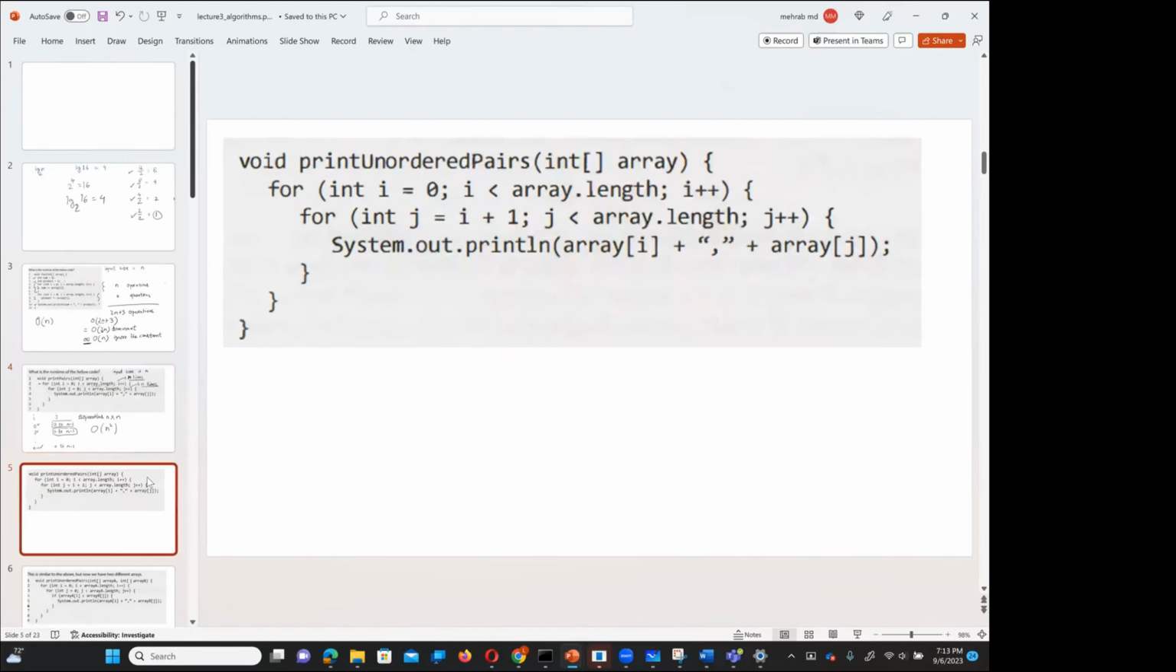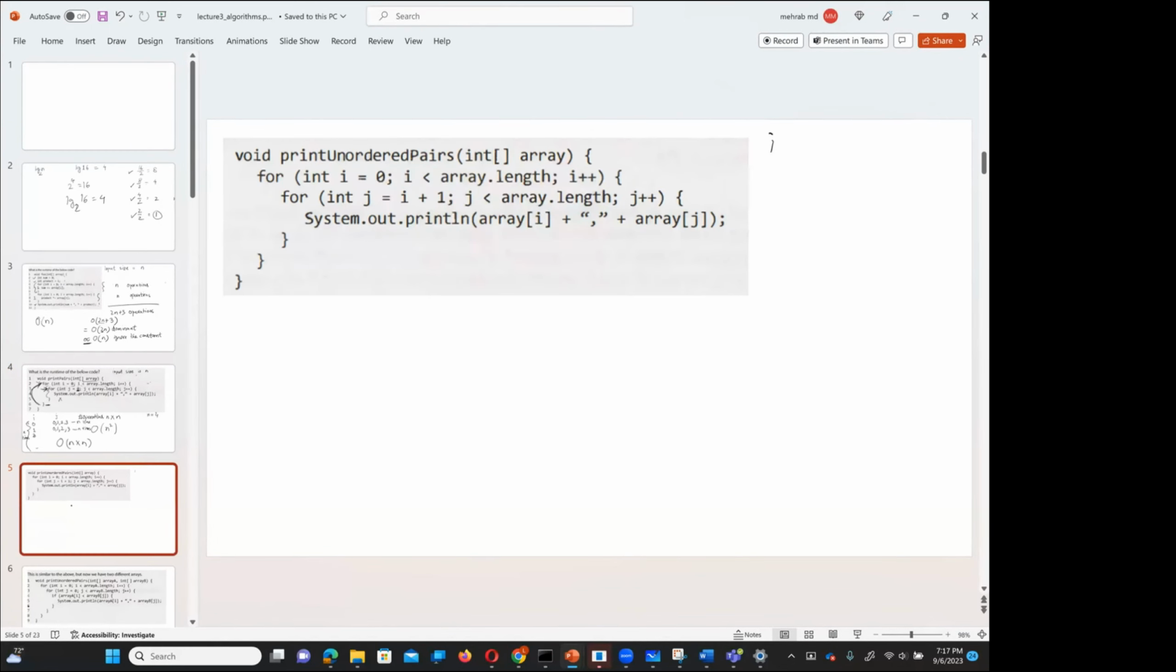Okay, so let's move on to the next one. So here again, input size is n, because we are given a list of numbers, an array. Here you see we have again two for loops, this is the inner for loop, and this is the outer for loop. Now tell me, how many times will the outer for loop run?